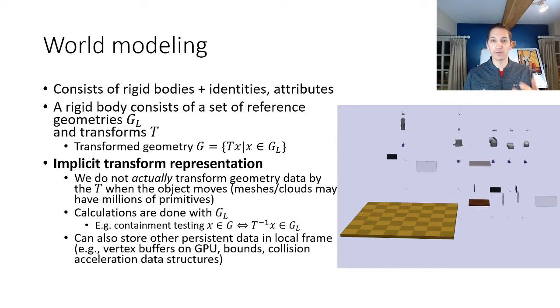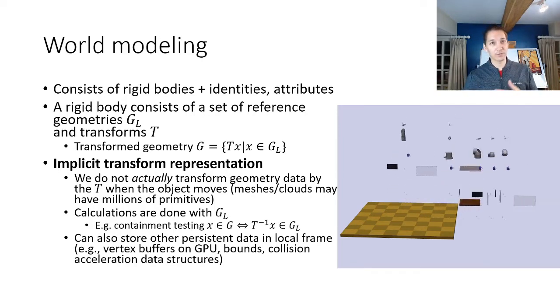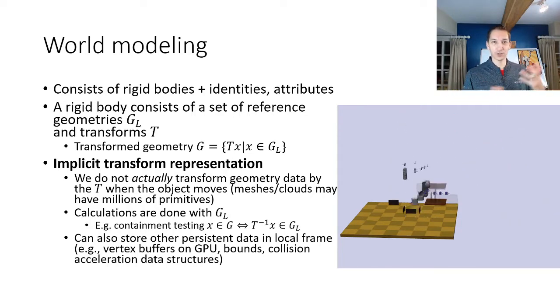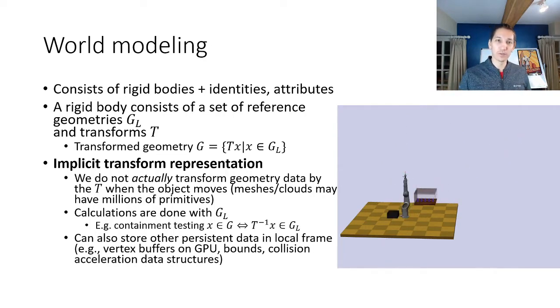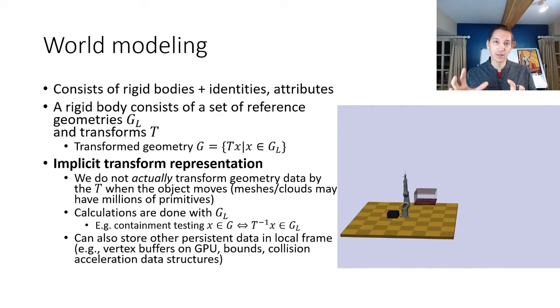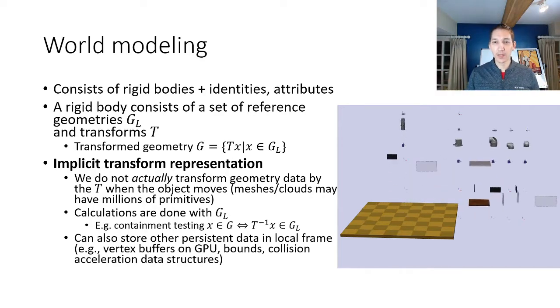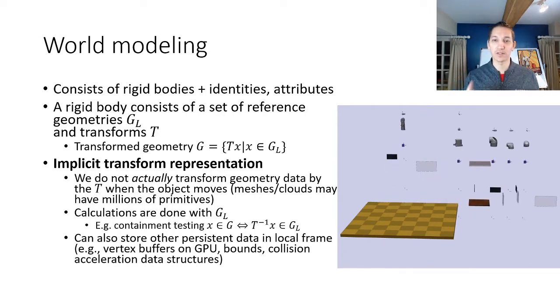For example, if we're trying to render this on a GPU, the information about where these vertices and the triangles are is going to be kept in the local frame. Then the transforms to actually draw it, to render it onto the screen, will be done on the fly with a GPU, but that data is actually stored in the local frame. We'll be doing the same thing with collision acceleration data structures, bounds, etc.